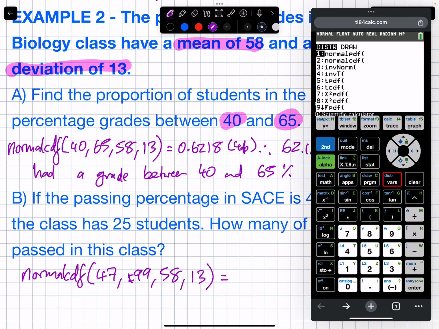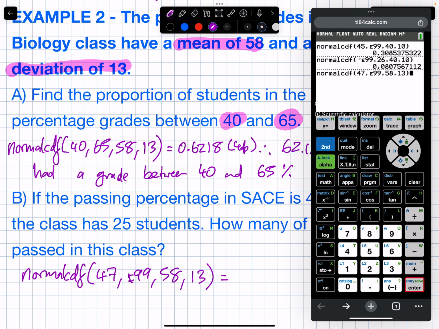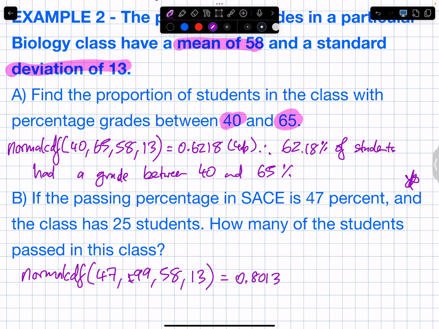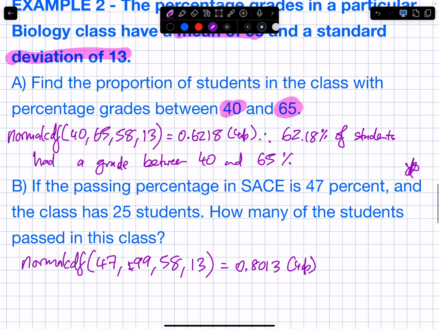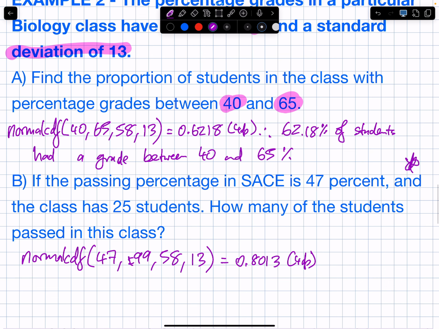Would it not be 100 instead of E99? Because you've been told it's normally distributed, yes, I get what you mean. But for the normal distribution, imagine that it goes E99. Normal CDF, 47, E99, 58, 13. So that tells me 0.8013 to 4 decimal points. That question was asked in worded terms, so you answer in worded terms. But I'm not ready to answer that yet because 80% is not the answer to this question.